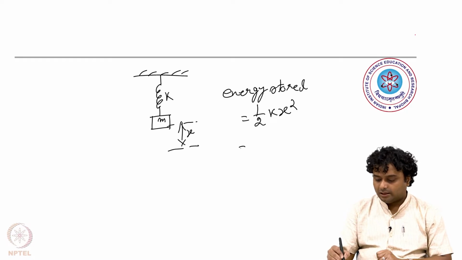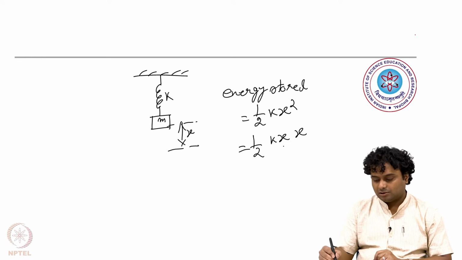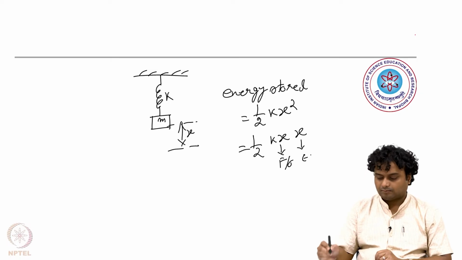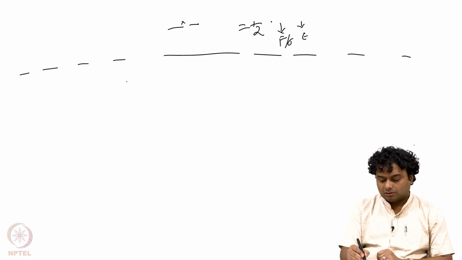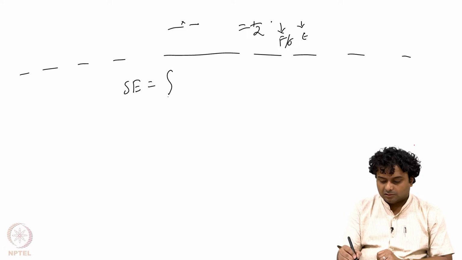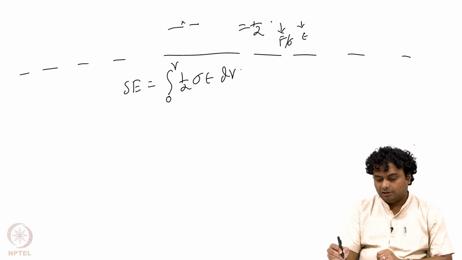Now you can see that you can write it as half into kx into x, where kx is the force and this is the deflection. So this is like the sigma and this is the epsilon, right? So the total strain energy SE is equal to the integral over volume of half into sigma epsilon dV.